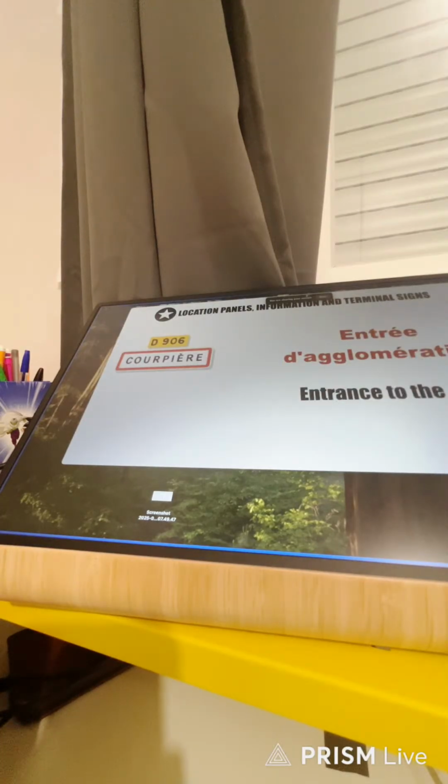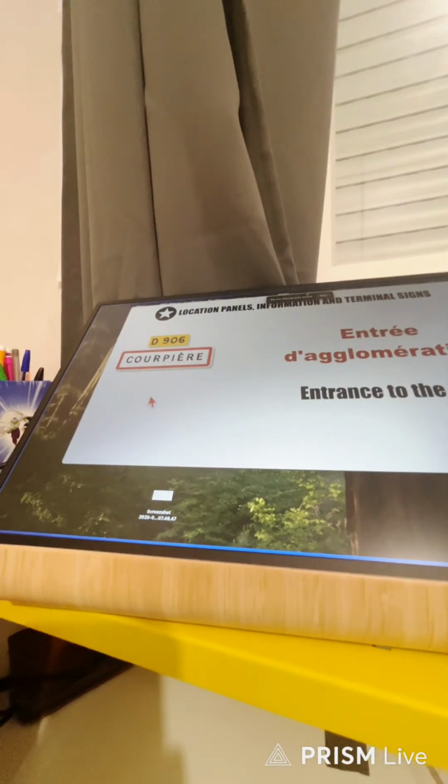Then this is what? Entrée d'une agglomération. Okay? This panel is called entrée d'une agglomération. You are entering into a city. And you should put this at the back of your mind: anytime you get to this panel, it is not obligatory or compulsory for them to put 50 km/h.